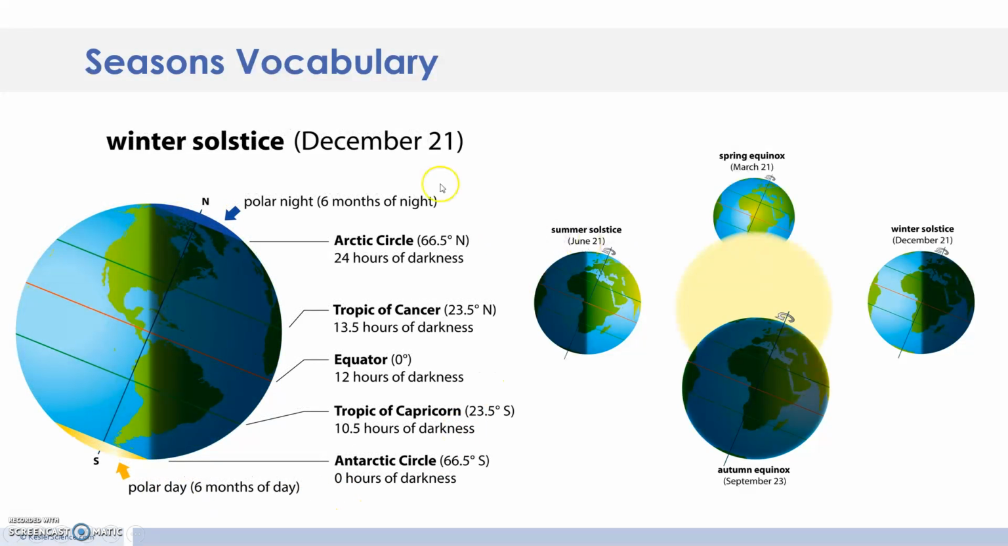So winter solstice is the opposite. For us, the North Pole is getting about 6 months of night, and we have much more darkness than we do light. So it's just whatever the opposite was of the summer solstice, but this one happens in December.